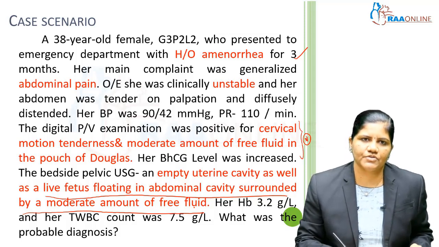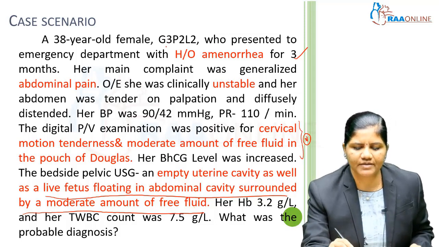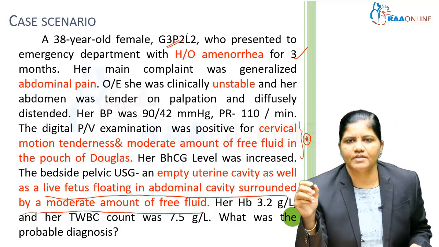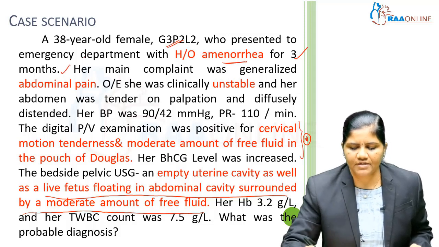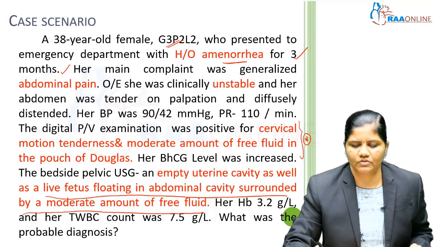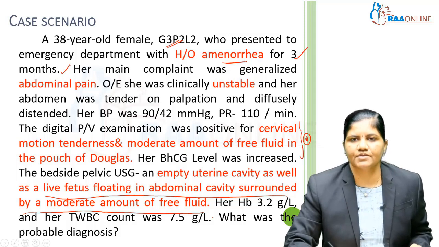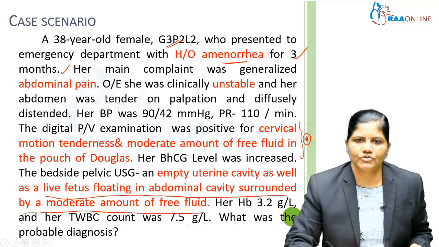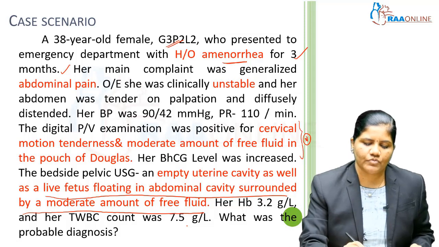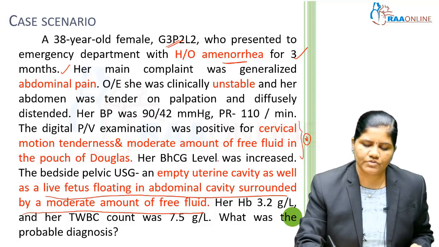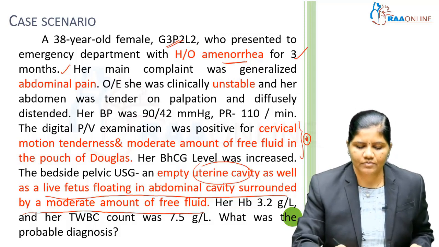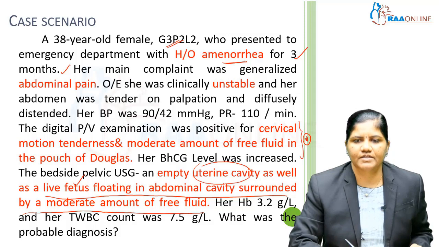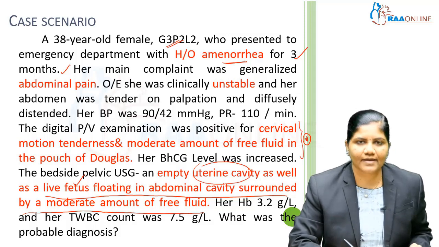So here the patient is already married with 2 live births, with a history of amenorrhea for the past 3 months. The beta HCG level is increased, so she is pregnant, but the ultrasound shows an empty uterine cavity. There is free fluid, and a live fetus is present in the abdominal cavity. So what is the clinical diagnosis?